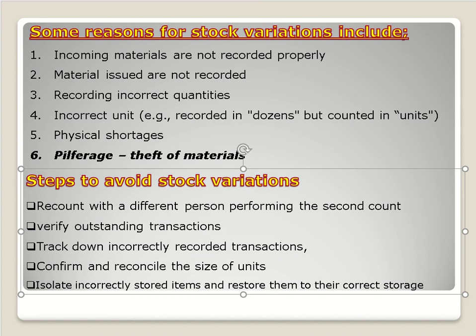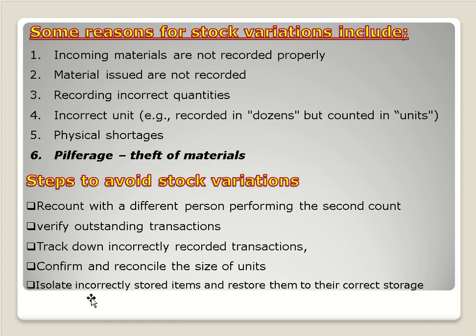And steps to avoid stock variations. Number one, recount with a different person performing the second count. The first counter should be verified with another counter, and then verify outstanding transactions. Track down incorrectly recorded transactions. This is what I was saying. If there are some mistakes or some discrepancy, you try to check it out. Confirm and reconcile the size of units, and isolate incorrectly stored items and restore them to their correct storage.